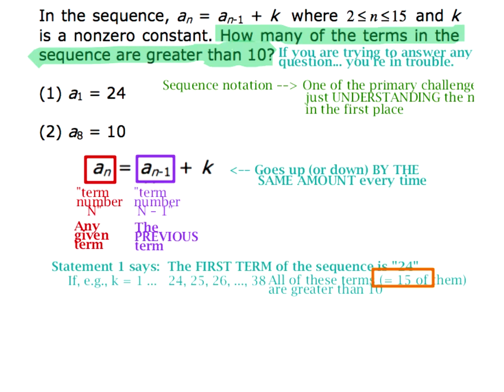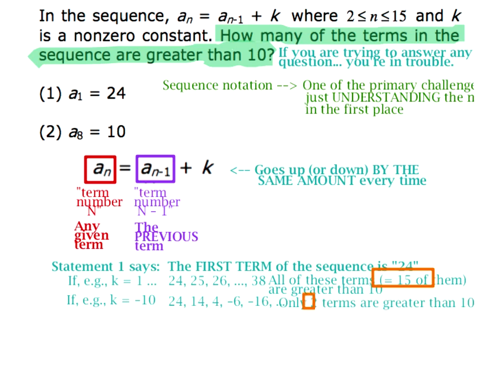So let's just pick a negative value of k. For instance, if k is minus 10, then you have 24, and then your next term is 14, and then your next term is 4, and then your next terms are minus 6 and minus 16, and so on. So in that case, only the first 2 of those terms are greater than 10. So we've proved that statement 1 is not sufficient because we've got 2 different answers here.